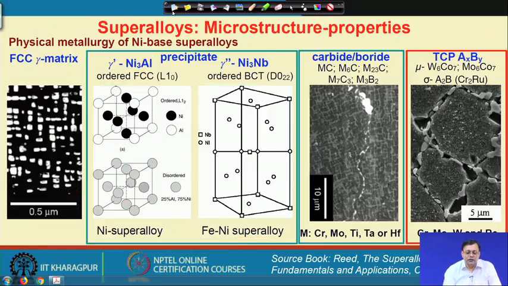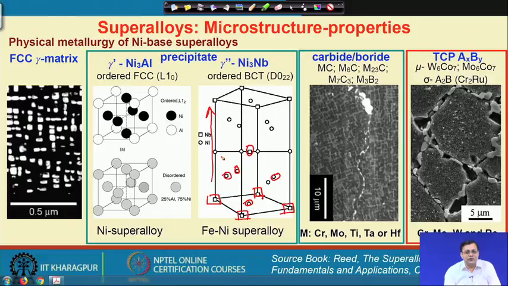Now, in the case of the nickel 3 niobium phase, we get an ordered body centered tetragonal structure, and these are the positions of the niobium atoms, which are at the corners of the cell. The nickel atoms are sitting at the face centering positions, and this cell is quite a bit large, and there is definitely a body centering translation. So, this is a body centered tetragonal structure.